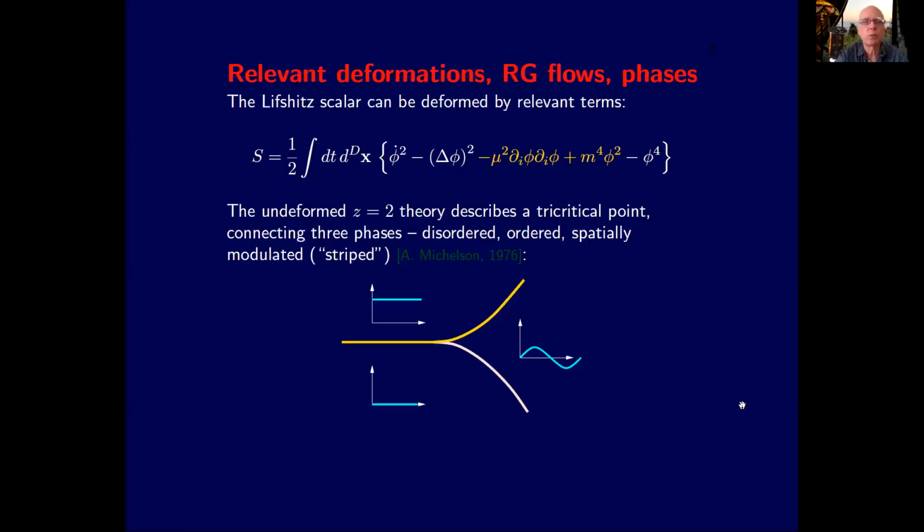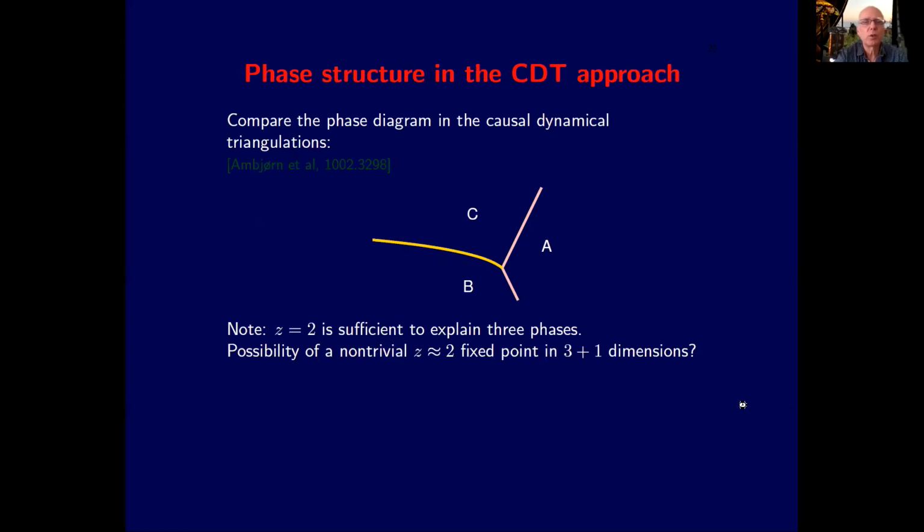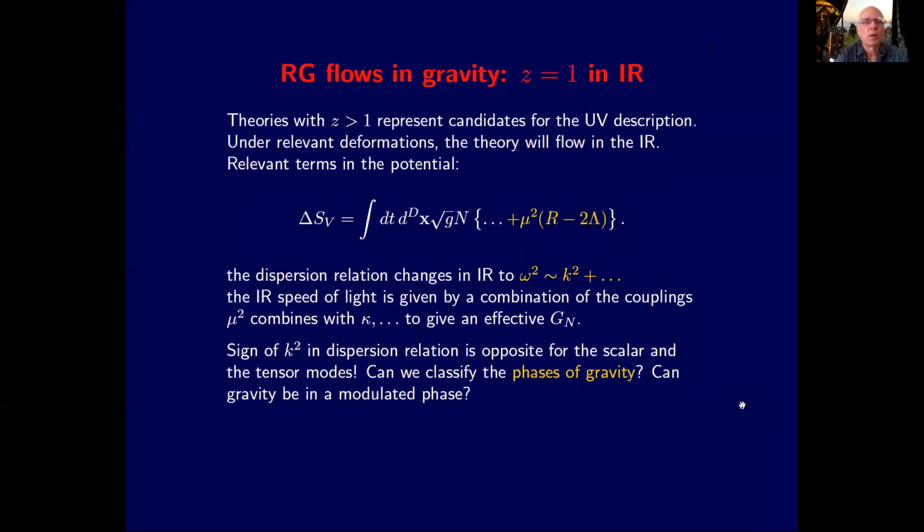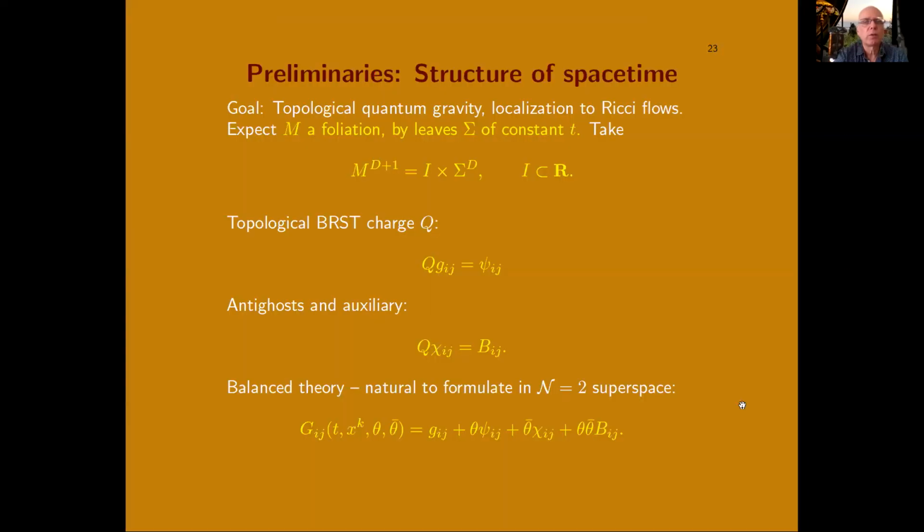So I'm going to skip some of these other transparencies about the renormalization group properties of the non-relativistic quantum gravity, and let's finally construct our topological version of this quantum gravity. So now my intention is to do the following.